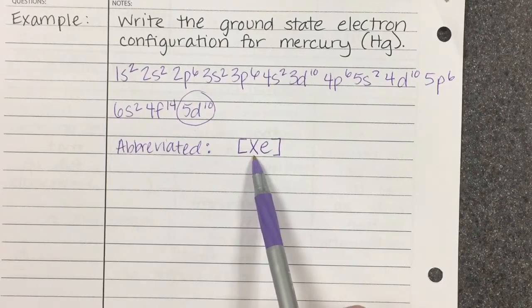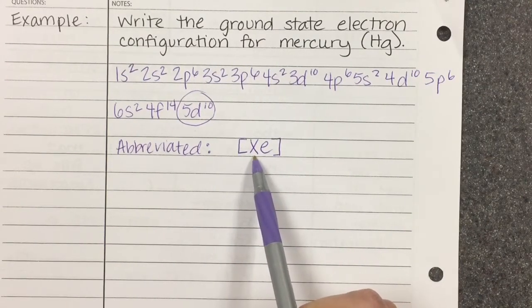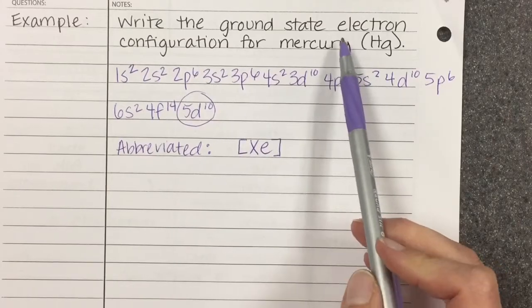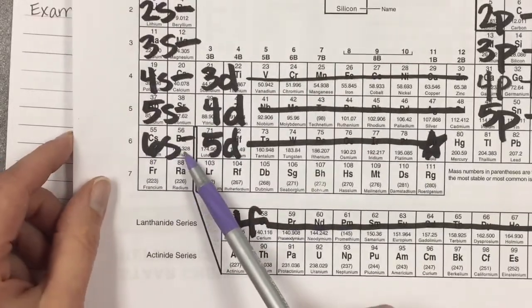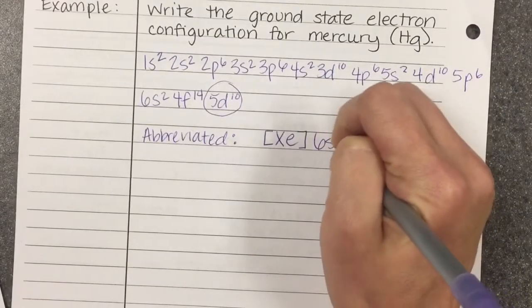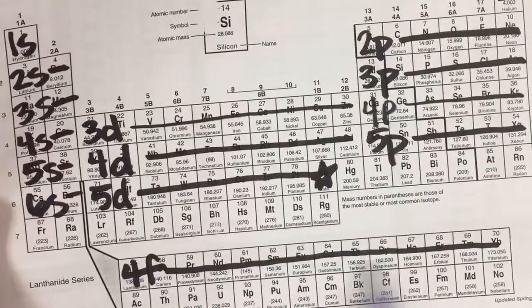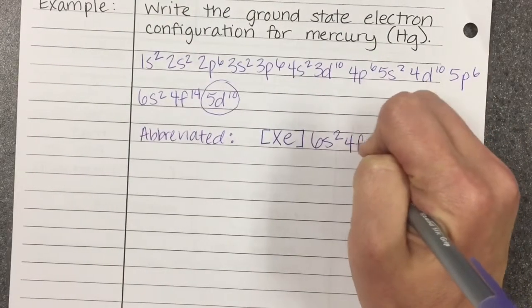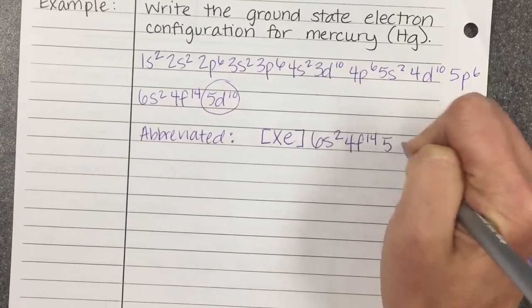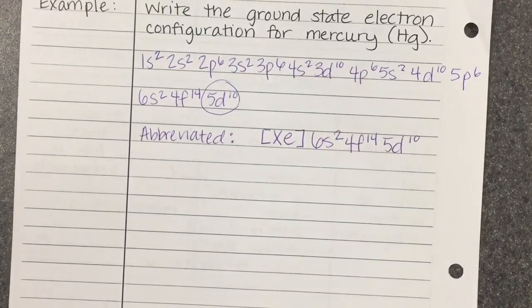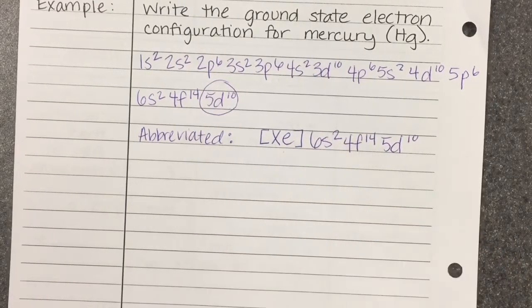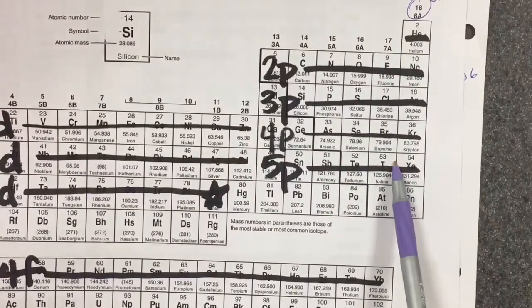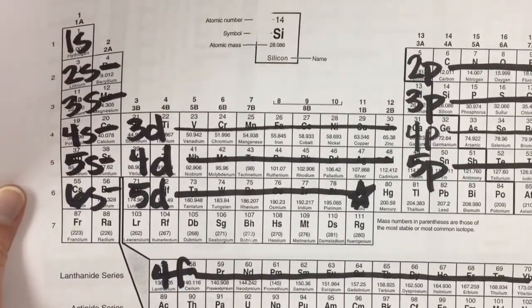So then all I have to do is work my way from xenon to the element that I'm writing an electron configuration for, and that's mercury. So I'm going to go from here. The next thing is 6s2, and then 4f14, and then 5d10. So that would be the abbreviated electron configuration, okay? You just look at the noble gas that's before it, put its symbol in brackets, and then work your way from that noble gas to the element that you're trying to write a configuration for.